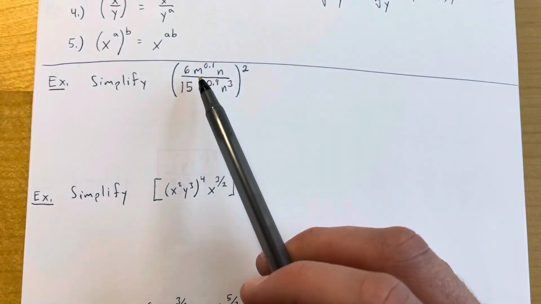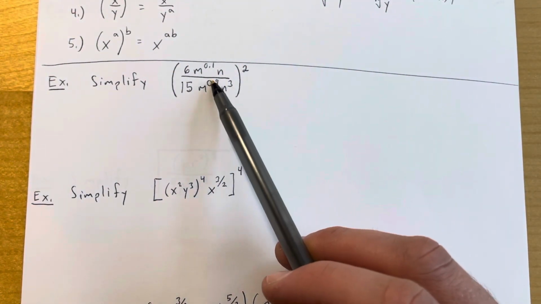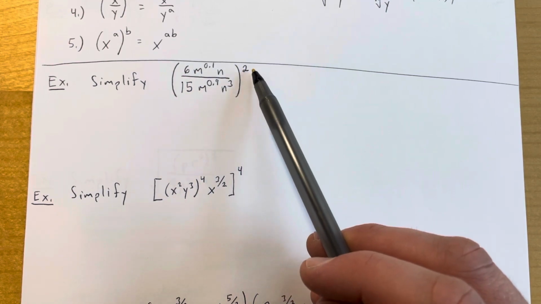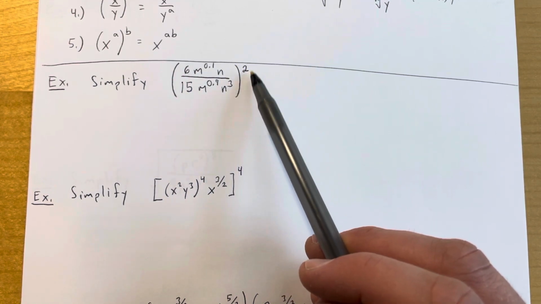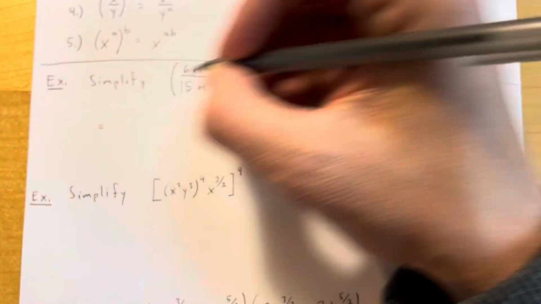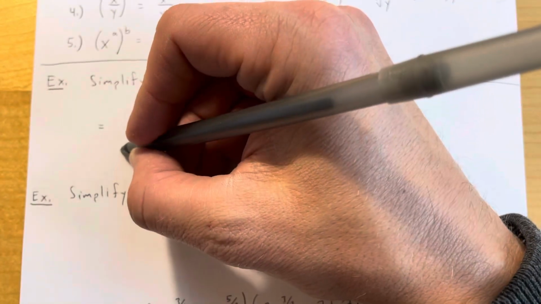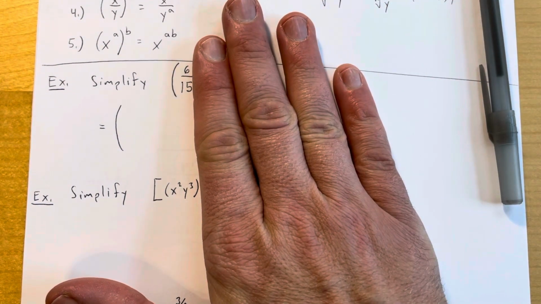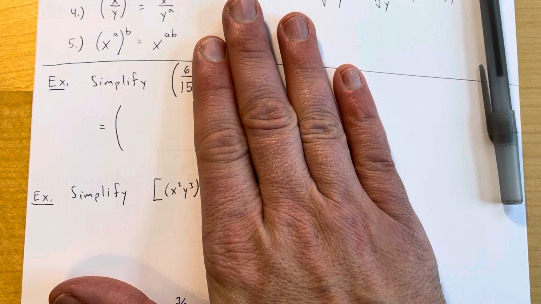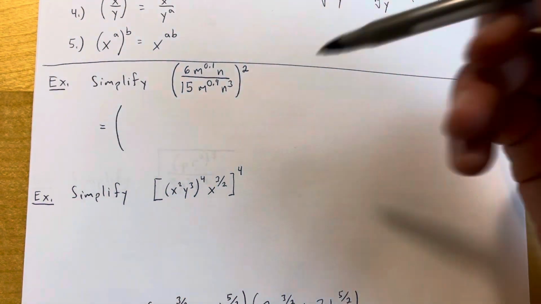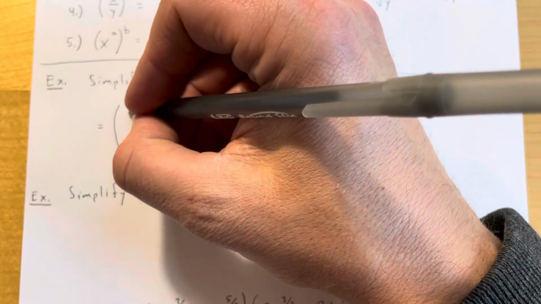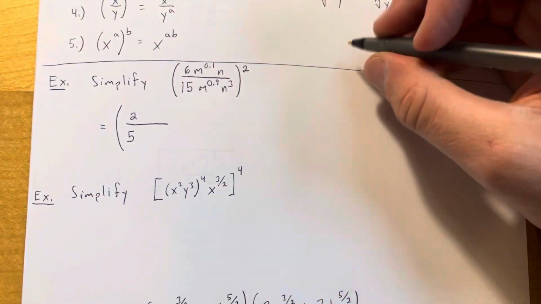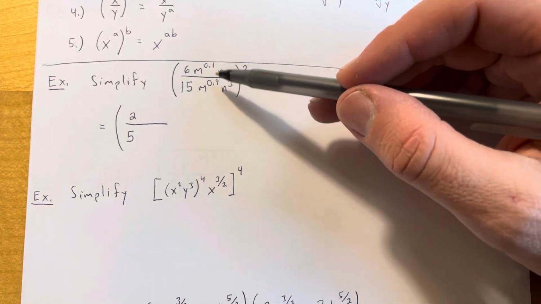So what I'm going to do is start inside the parentheses and do any simplifying that I can in here before dealing with this second power on the outside. So here's what's going to happen. This thing here is equal to what? Well, 6 over 15, if I ignore everything else, that's a fraction, and I can simplify that by dividing everything by 3. So if I divide by 3, I'm going to get 2 on top, 5 on the bottom. Okay?